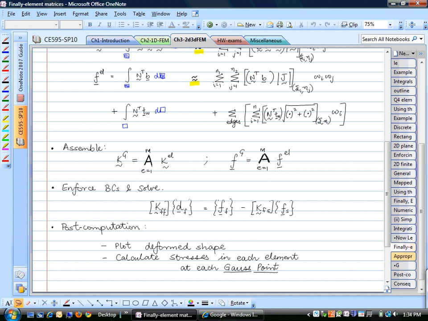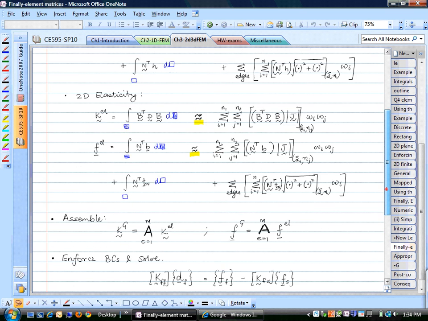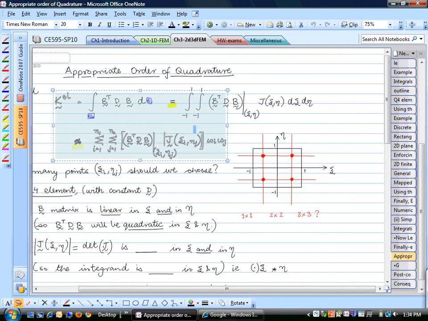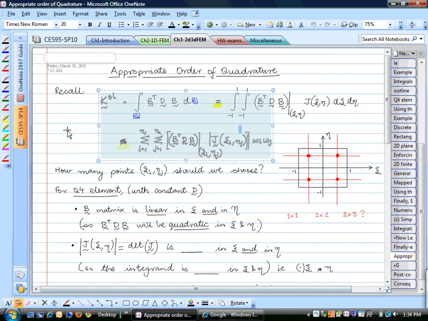So one question arises. We just said that the element stiffness matrix can be evaluated with this formula, and the element force vectors can be evaluated with these formulas. So how many Gauss points should I choose? What is enough and what is necessary? That is the question that we are going to try to answer today. That is, what is the appropriate order of quadrature required?